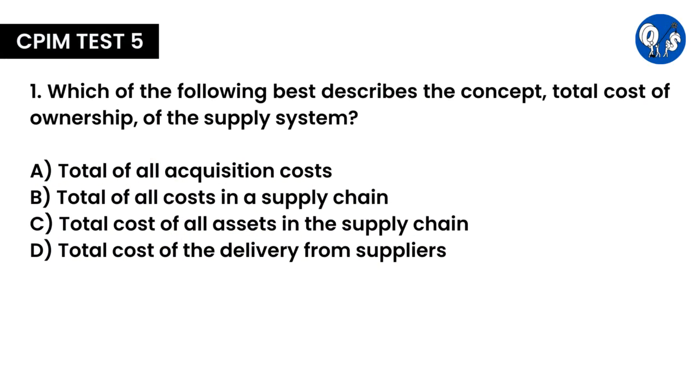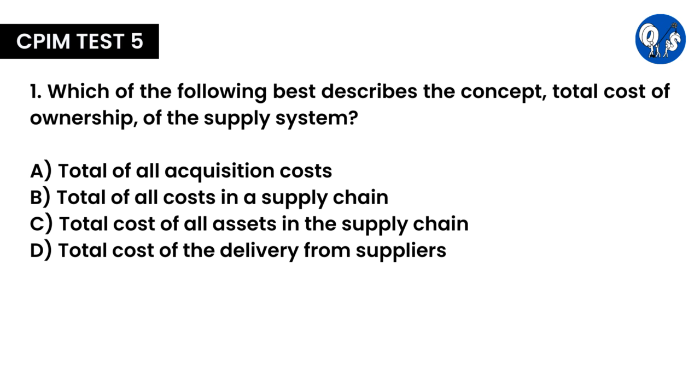Question number 1. Which of the following best describes the concept total cost of ownership of the supply system? A. Total of all acquisition costs. B. Total of all costs in a supply chain. C. Total of all assets in the supply chain. D. Total cost of the delivery from suppliers. Here the correct answer is B.